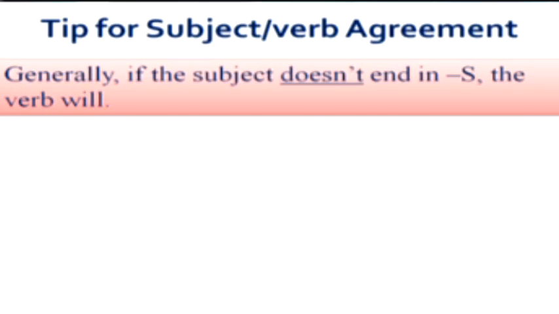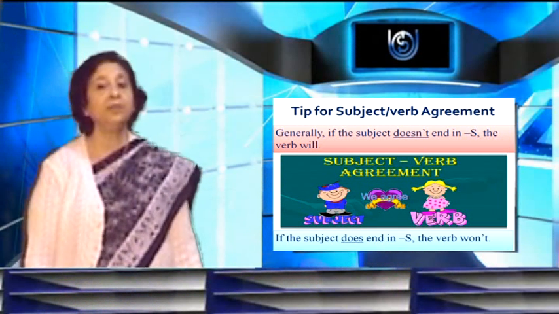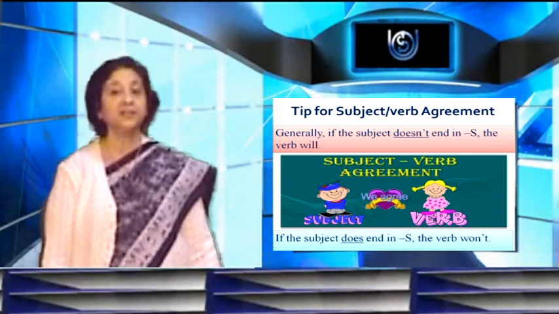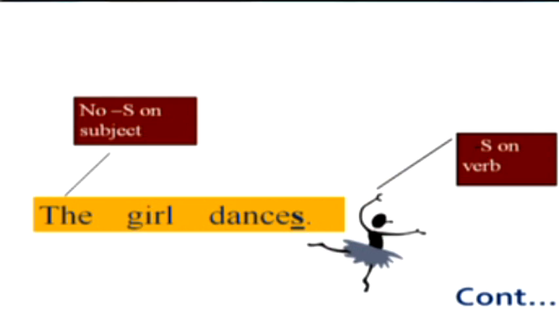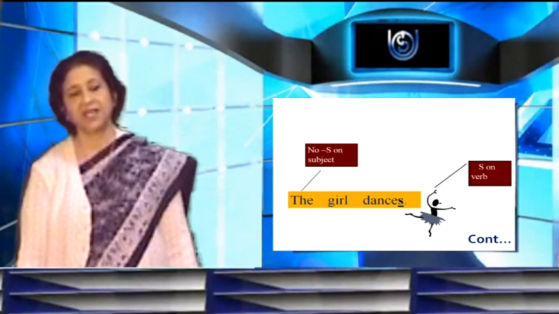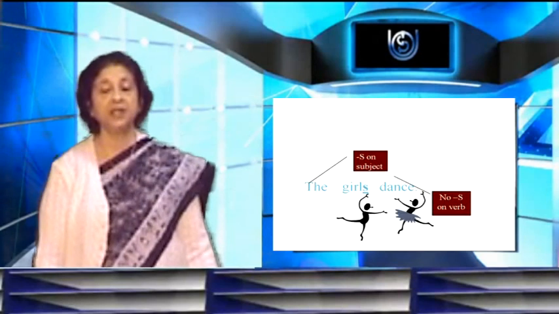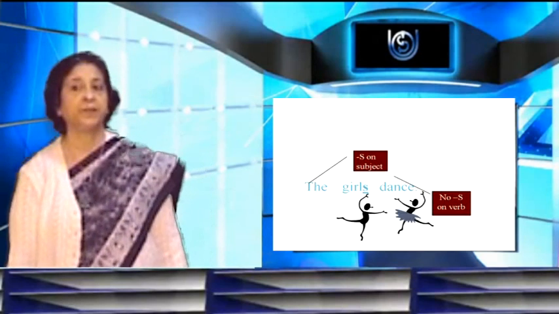Suppose generally if the subject doesn't end in s, the verb will be the first form of verb. If the subject does end in s, the verb won't. The girl dances. The one girl, the singular, dances. The first form of verb, s is there. The girls dance. As I have already explained to you, this is plural number, the subject is plural, so it will be the first form of verb.